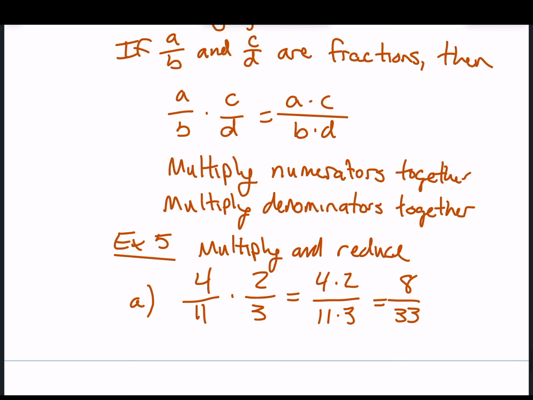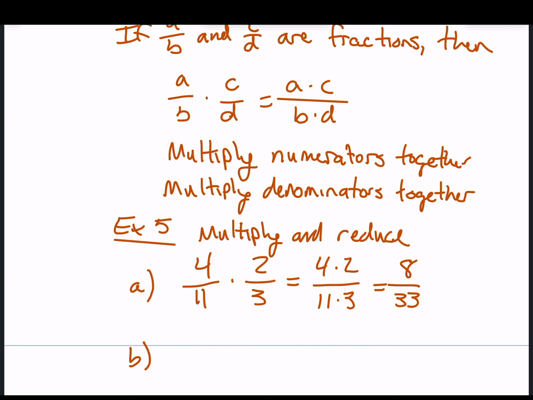Let's try another. What if we had 3 over 7 times 2/3? Well, we multiply the numerators together. That's 3 times 2 over 7 times 3. We can reduce because we have a common factor of 3. And that gives us 2/7. Okay, that's multiplying fractions. Well, let's now switch over and divide fractions.